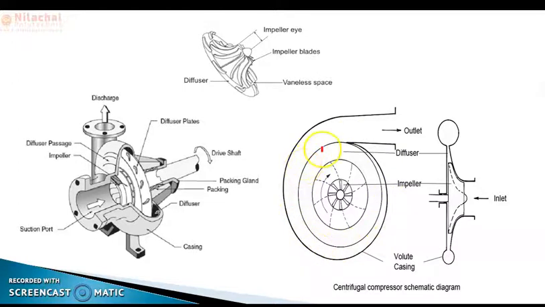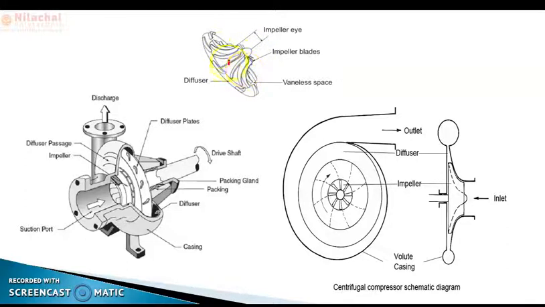What is our aim? In the diffuser also, the diffuser vane, I will show you, the area gradually increases. So if the area increases, then the kinetic energy is converted to the pressure energy. And here the kinetic energy, I told, is developed in the impeller blade.